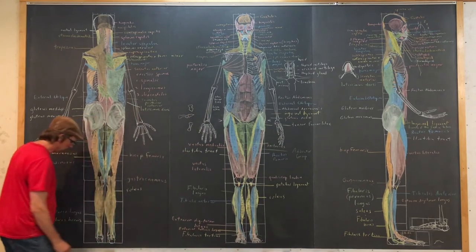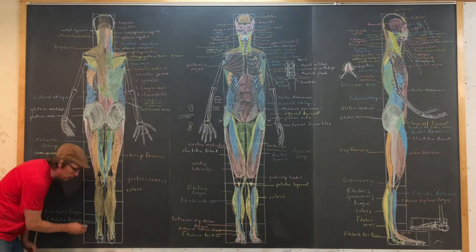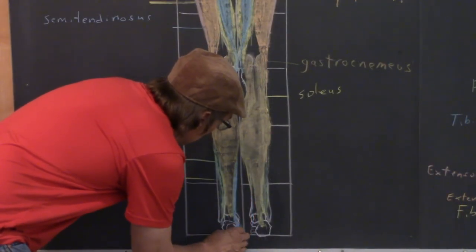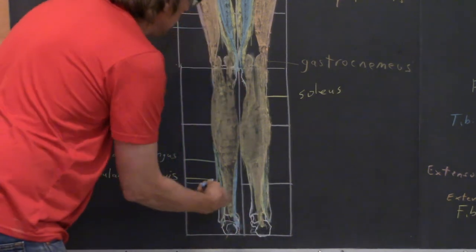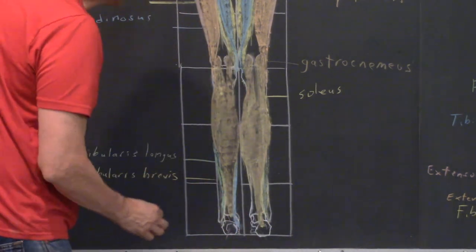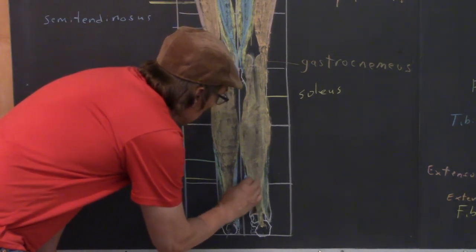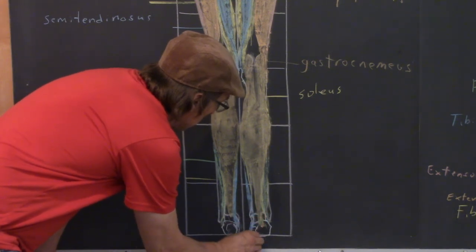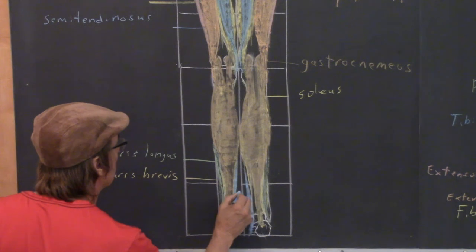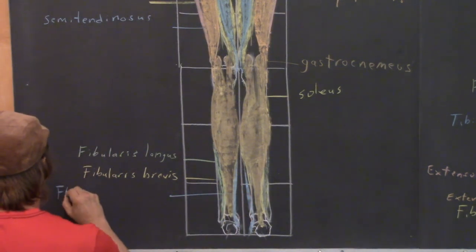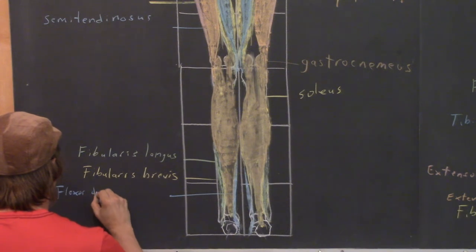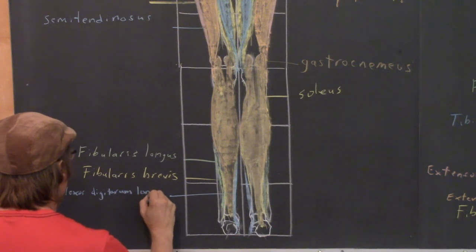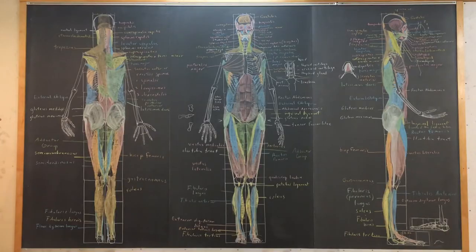All right, on the inside of the leg, we have extensors on the outside, and we'll have flexors on the inside. Okay, flexor digitorum longus is going to come down here, go underneath, and it's going to go all the way to the ends of your toes, the second through the fifth toe. Flexor digitorum longus.